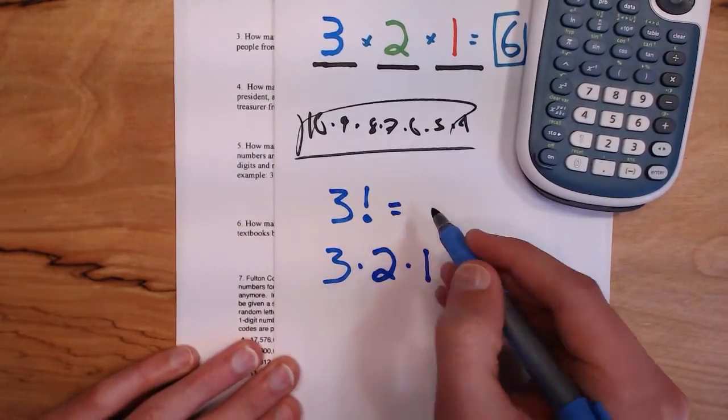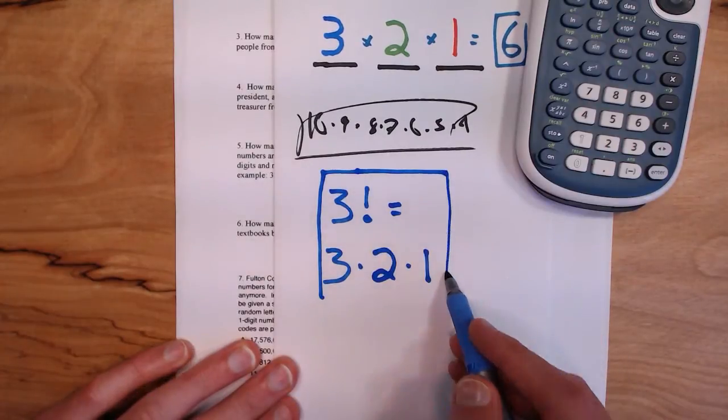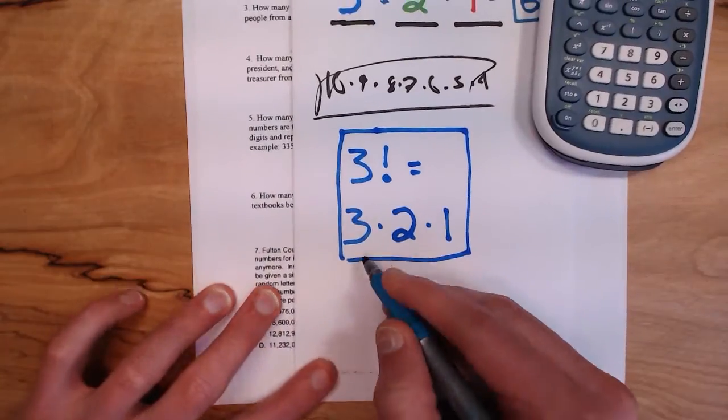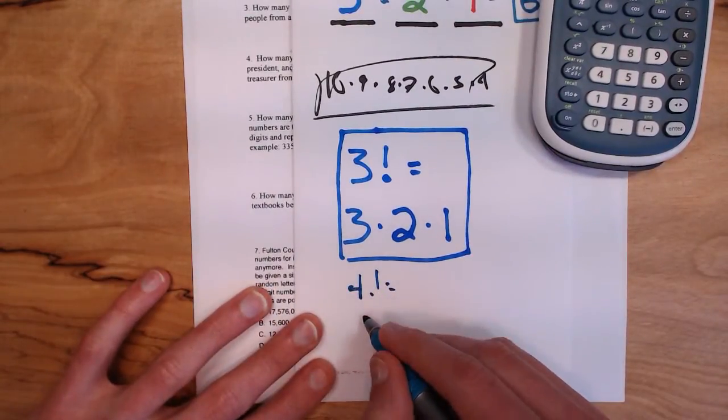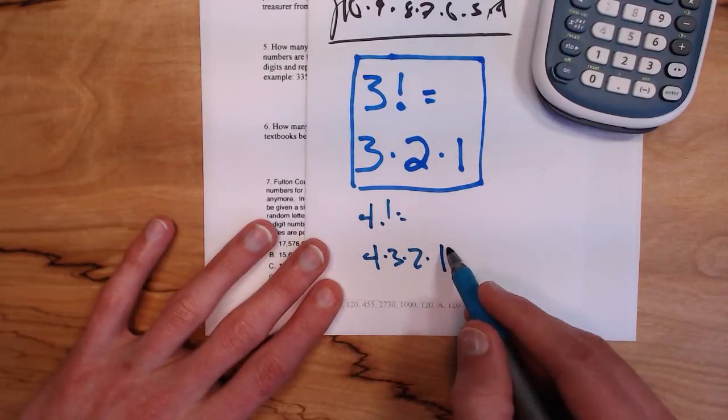So 3 factorial, and the name for it, I kind of went ahead of myself here. The name for this is called factorial. This is the way we say this is 3 factorial. Another example would be 4 factorial. It's going to be 4 times 3 times 2 times 1. And we stop when we get to 1.